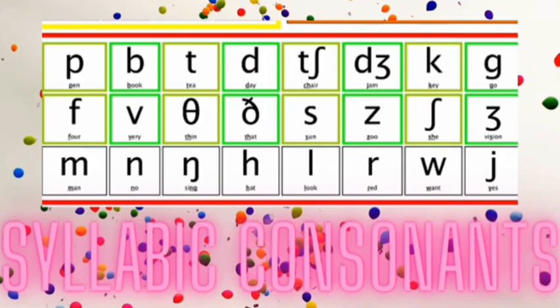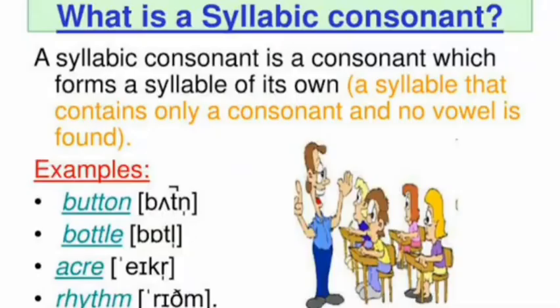Syllabic consonants. In this video, you have learned that a syllable must contain a vowel. However, there are certain syllables in English that do not conform to this rule. A syllabic consonant is a consonant which forms a syllable of its own. That means it contains no vowel. It is very unusual for a consonant to form a syllable, but consonants that form syllables on their own without a vowel are referred to as syllabic consonants.